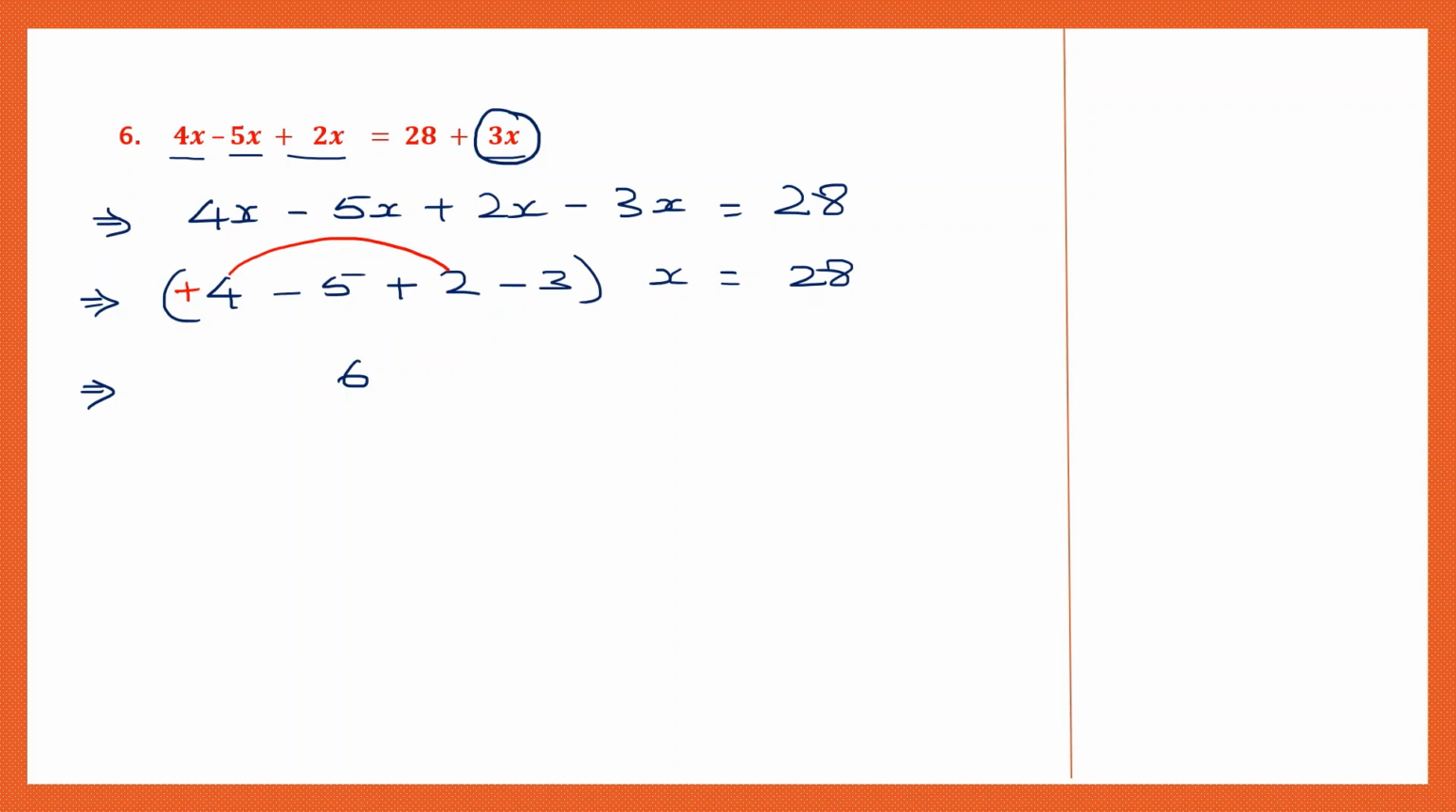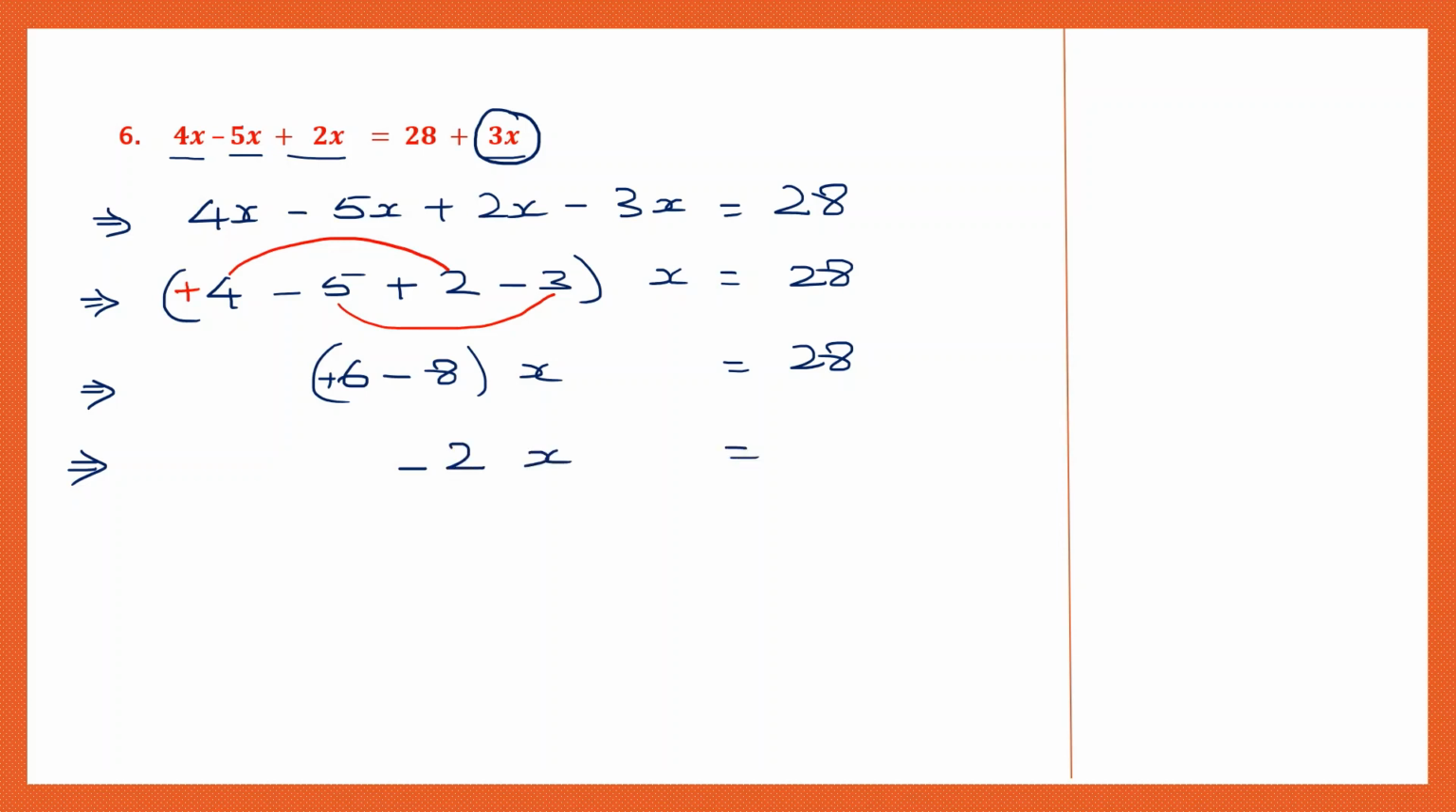Now let's add the numbers with a minus sign. 5 plus 3. So since signs are the same, we put the same sign. 5 plus 3 is 8. 6 minus 8x is equal to 28. Now 6 minus 8 is how much? So this is a plus sign. Signs are different. So we put the bigger number's sign, it's minus. 8 minus 6 is 2.